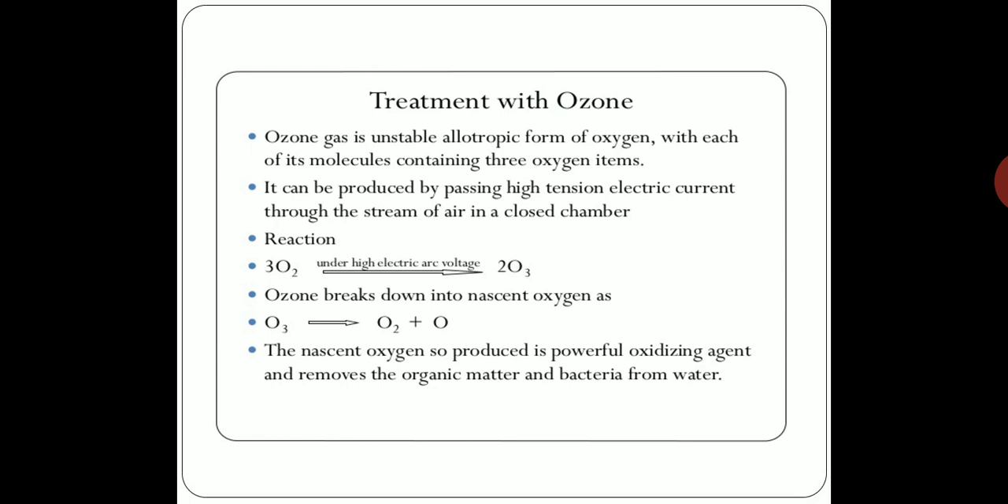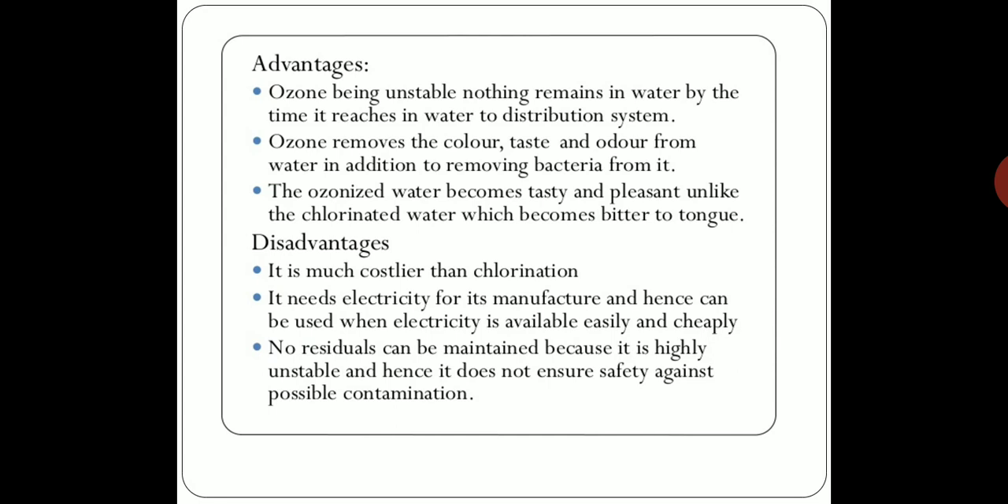That O2 is nothing but oxygen formed, and the O which is formed is called nascent oxygen. This nascent oxygen is used to kill the bacteria present in water. So this is how water is treated by ozone. We call it ozonation. It is a very costly process. Why? Because when we pass oxygen through high electric current, it becomes costly.